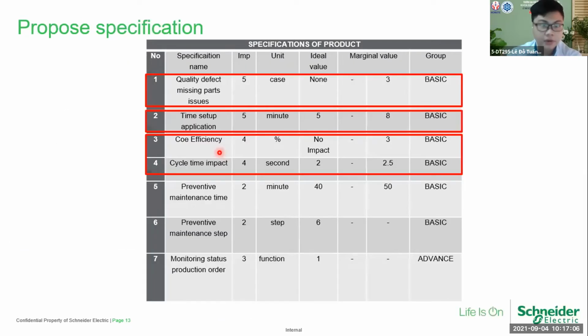This is the proposed specification of my group, with criteria focused on quality defect, the missing part issue, with an ideal value of 0 and the highest acceptable number of missing part cases being 3. Setup time is based on the target that the company has given, so the ideal time should be 5 minutes and 8 minutes is the longest limit for product setup. Coefficient impact, the rate of effect on production performance, is 0 or at most 3%. Cycle time impact: the encapsulation cycle time will increase from 2 to 2.5 seconds in one cycle.